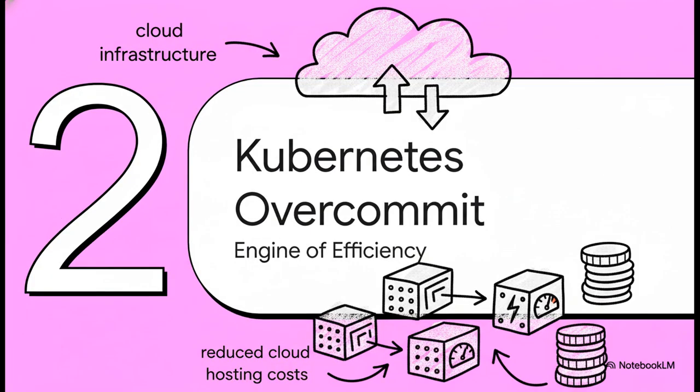You're basically just leaving cash on the table every single month. So the big question is, how do we stop this? How do we fix this cash bleed? Well, the answer is actually a really powerful and honestly an often overlooked feature that's at the very core of modern cloud tech, Kubernetes Resource Overcommit.